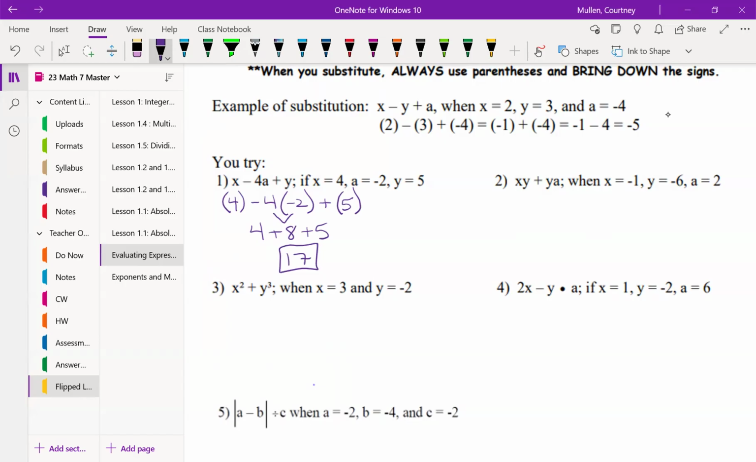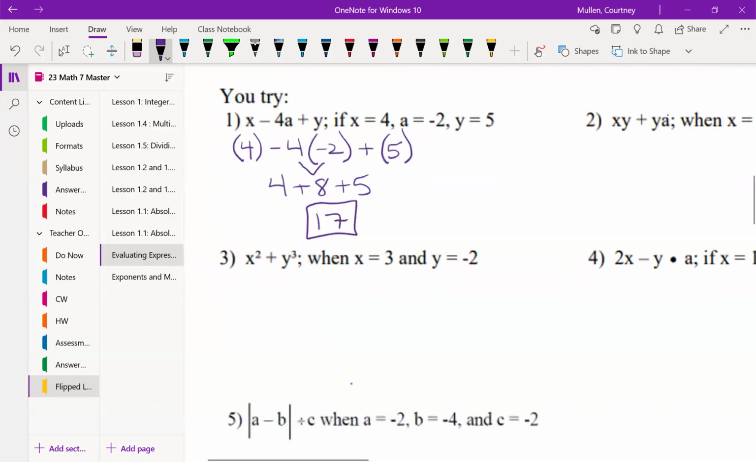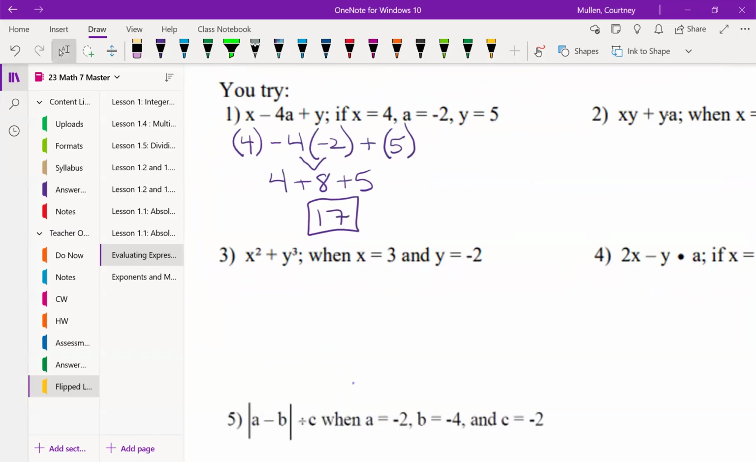We're going to do also number 3 together, and then you're going to pause the video and do 2 and 4. So here we go. X squared plus y cubed. So we have a little bit of exponent work here, which we'll get to on these notes as well. So x squared, so that's 3 squared, plus y, which is -2 cubed. Now, we know that 3 squared is 3 times 3, and -2 cubed is -2 times -2 times -2.